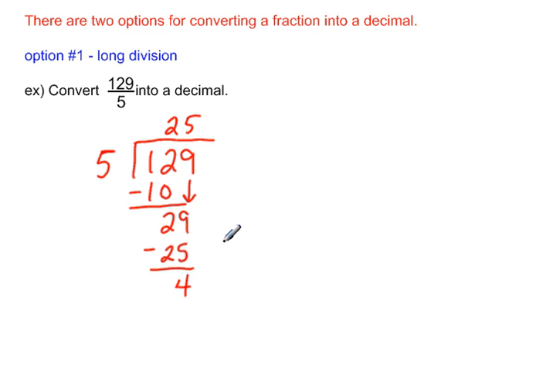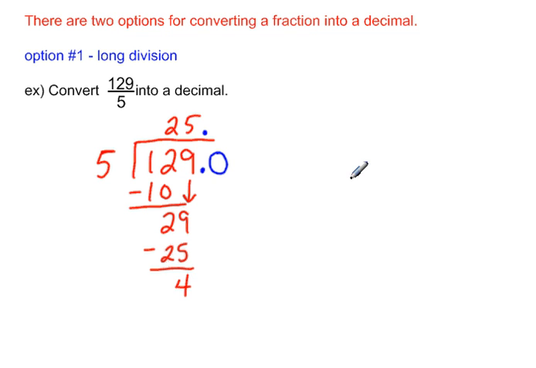Now instead of using the R and writing remainder, we're wanting to write a decimal answer. So this time what we're going to do is put a decimal inside the box beside 129. And if we put it inside the box, we are also going to have to put it up on top next to our quotient. So they're going to match. They're both going to have a decimal point. After that, I'm going to add a 0 onto the end of my numerator inside the box. So I now have 129.0 inside.